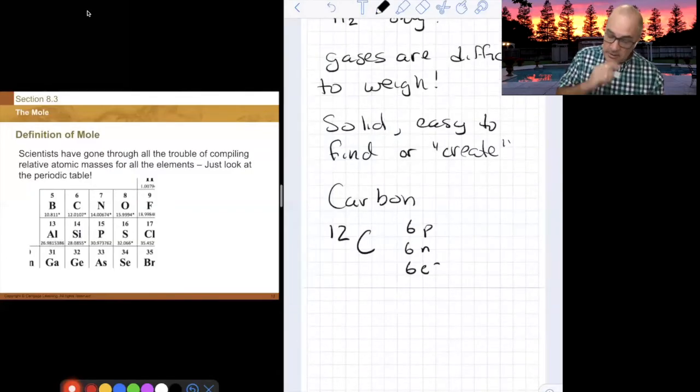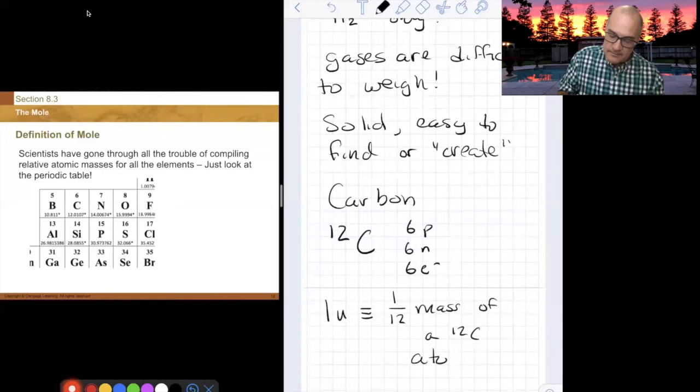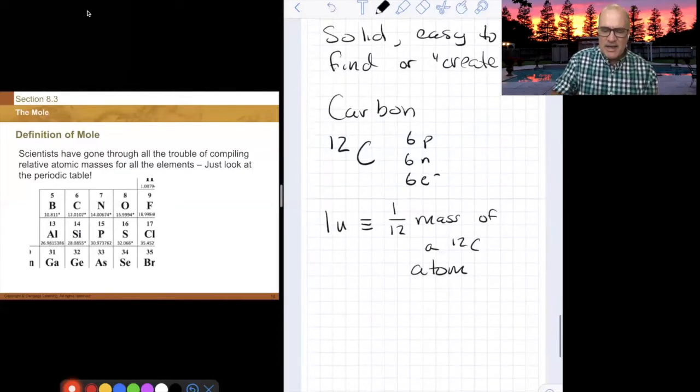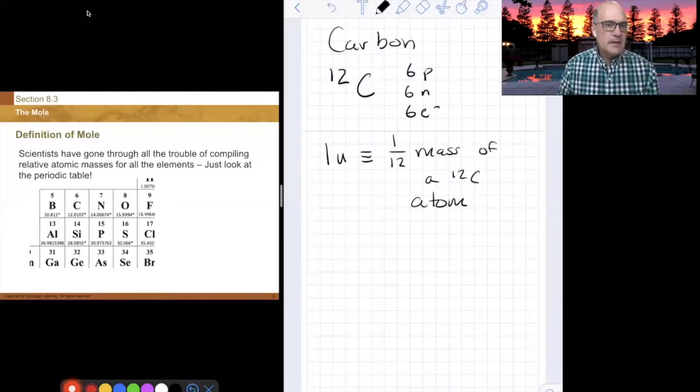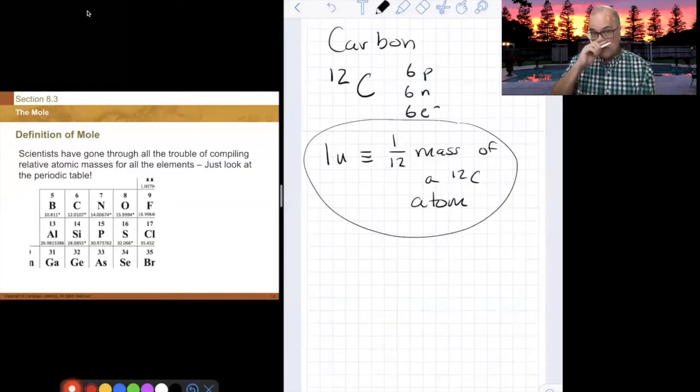So what we're going to do is define 1 U as 1/12 the mass of a carbon 12 atom. This seems kind of silly at first, but it's a very regular and easy to define definition, right? So this is going to be the definition of a U. It turns out over the years that many different definitions have been used, but we've settled on this, and I don't think we're going to move away from this definition. So it turns out the relative masses of all the elements are defined through carbon, right?